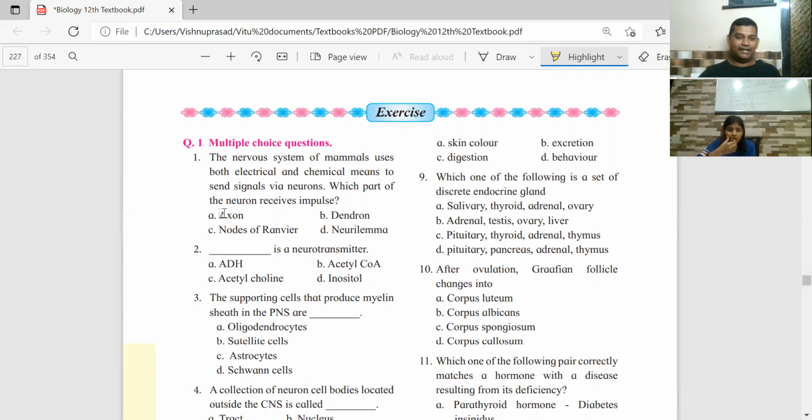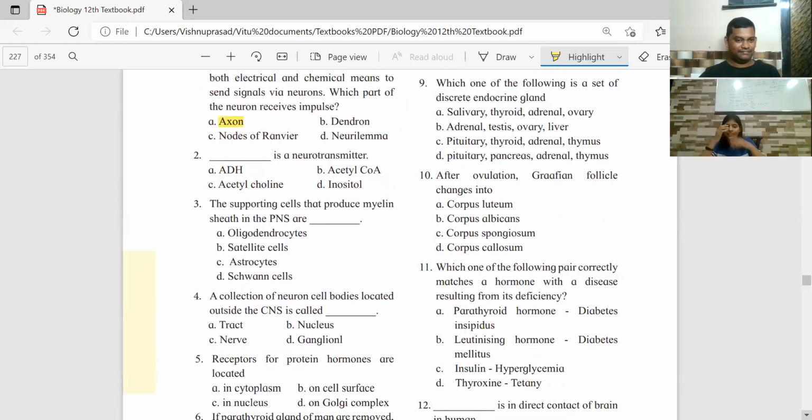Nodes of... it is axon. Axon में impulse आता है ना, then it is conducted across the neuron. Nerve endings, axon. Oh yes, you're right. Dendrites is that part. Yes. Next, dash is a neurotransmitter.